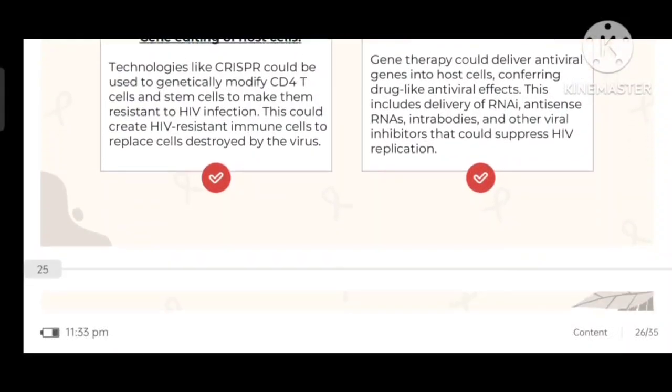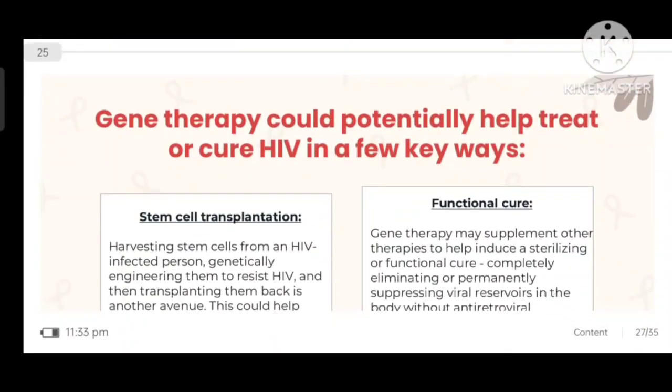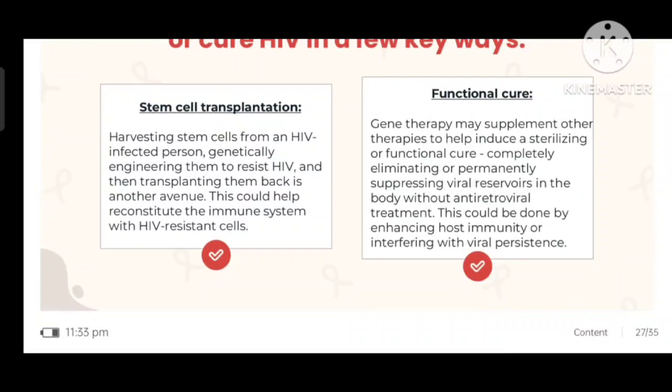We could also have stem cell transplantation, harvesting stem cells from an HIV infected person, genetically engineering them to resist HIV, and then transplanting them back is another avenue. This could help reconstitute the immune system with HIV resistant cells.